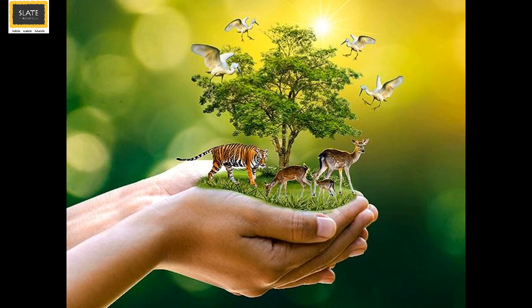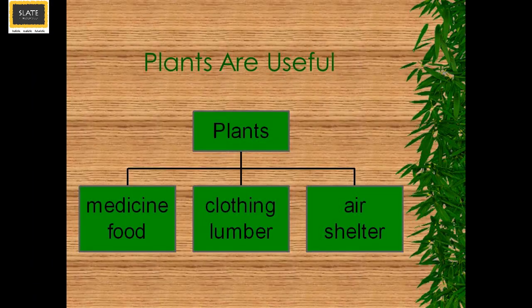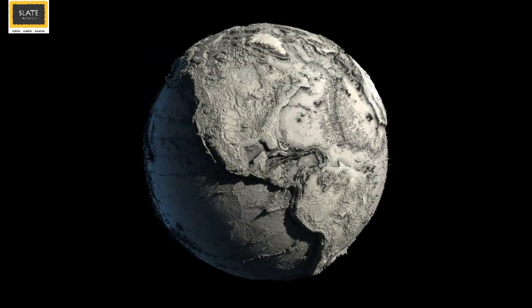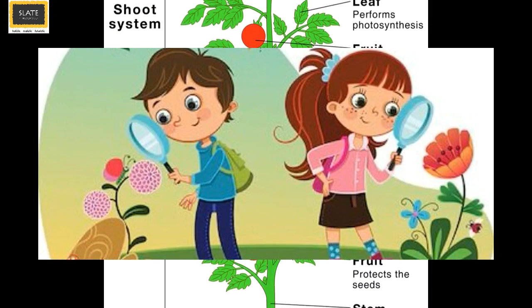Slaters, we know that we all are dependent on plants. Plants play a very important role in giving us many things like oxygen, food, clothing and medicine. Isn't it, children? It is really difficult to imagine a world without plants. So let's take a closer look into how plants grow and what all they need for their proper growth.